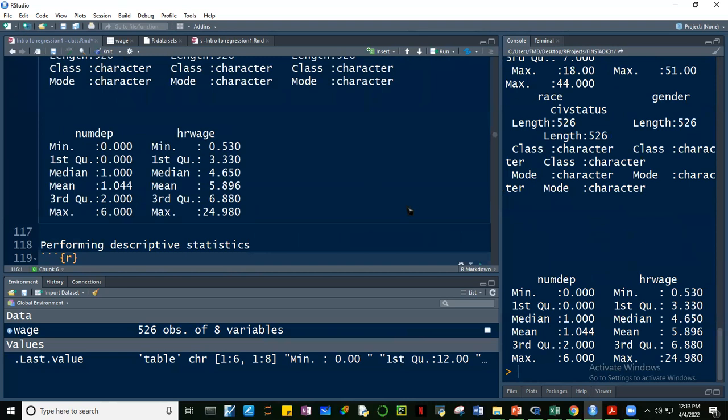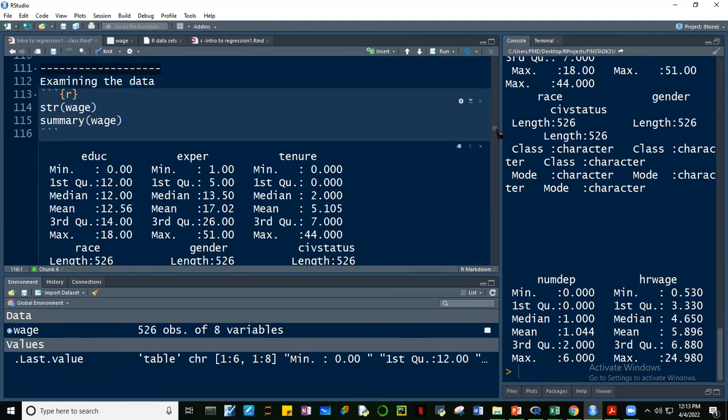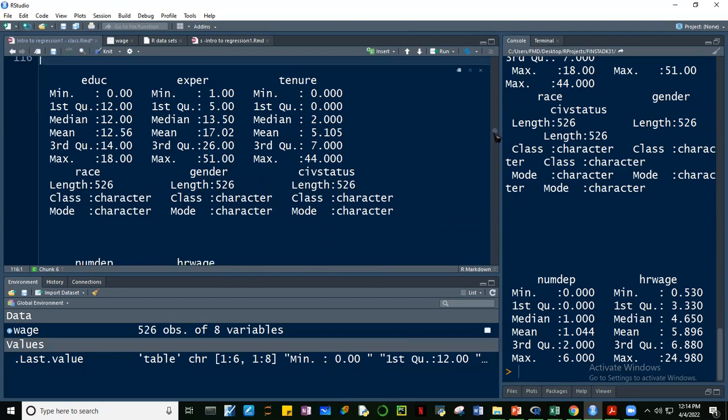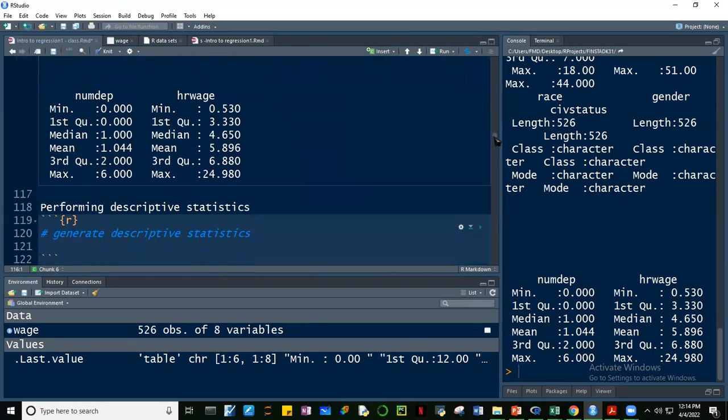Run natin. Okay, so this one will give us the six-number summary, di ba? Yung minimum, percentile 0, percentile 1, percentile 2. So this is your mean, percentile 3, and yung maximum natin. Si education, ang minimum niya 0, ang maximum 18, etc. So experience, ganun din. Tenure. Take a look at yung mga characters there. Siyempre, hindi naman makukompute yung mean, median, mode yan. So ang ginagawa niyan, bibilangin lang yan. Ilan siya, tapos anong class. Okay, anong class siya. So character. And then lastly, yung number of dependents at saka yung hourly wage.